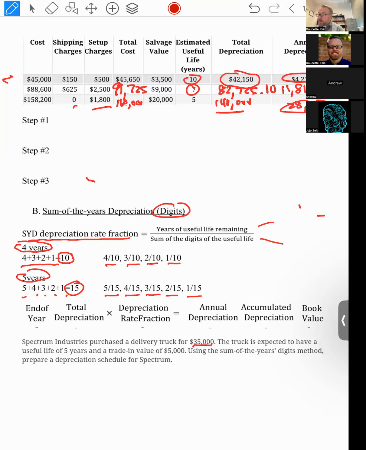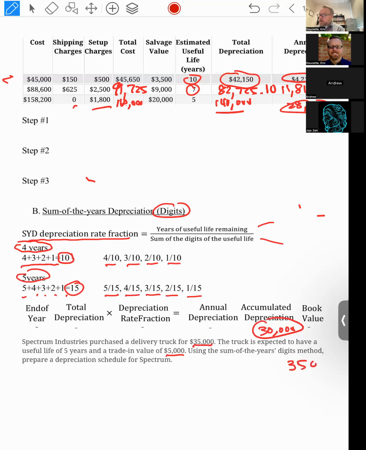So here's a truck that costs $35,000. There's a $5,000 residual on it. So that means that it's a total depreciation of $30,000. So that's what I'm going to be shooting for at the end of the day. So if I made a schedule, I'm just going to draw it right here.